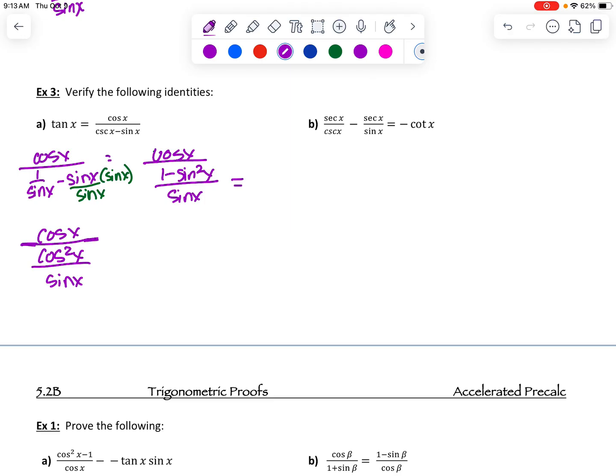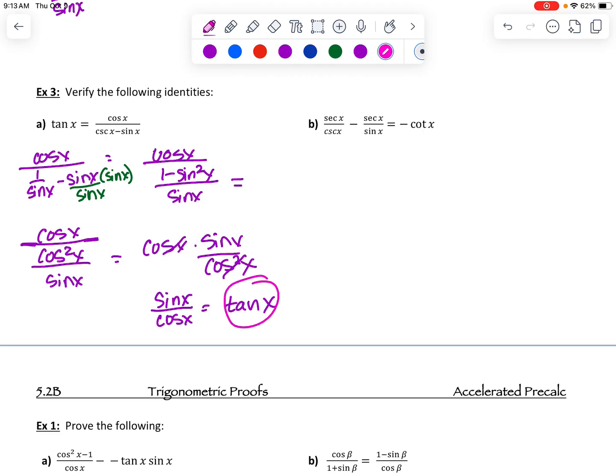Here's my big fraction right here. So the cosine is in the numerator and then the fraction's in the denominator. So then I'm going to multiply by the reciprocal. I've got the cosine of x times the sine of x over the cosine squared. And what's nice about that is that I can simplify the cosine top and bottom. So therefore, I'm going to be left with what I was hoping for, sine of x over the cosine of x, which then does equal the tangent of x. And there's my final answer.